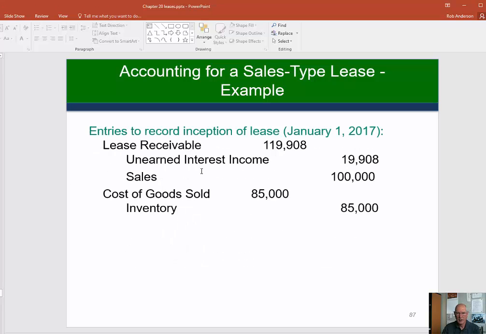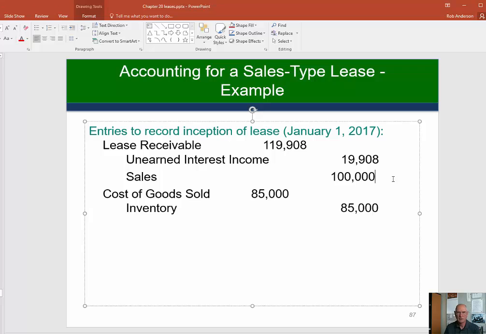So the very first thing, notice that there is no account called equipment acquired for lessee. You didn't do that, so don't put it in. However, you do have a lease receivable, which is the exact same amount of money because it's the same lease. So our lease receivable is still $119,908. Our unearned interest income is the same, but this time it's our sale. That's $100,000. And as you know, in a perpetual inventory system, we're going to debit cost of goods sold and credit inventory. So that's almost the only difference.